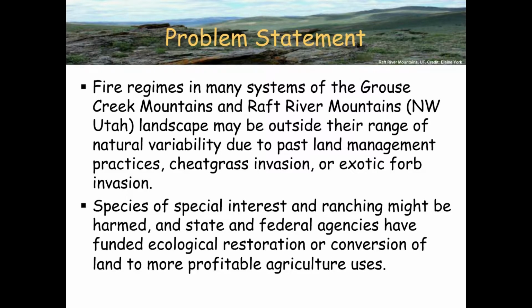So I'm going to start with a problem statement that you should have if you're going to model. And we're talking about a specific area of Utah here. What we assume and what we observe is that the fire regimes and the vegetation consequently of the Grouse Creek and Raft River Mountain, I'll be showing you a map, may be out of their natural range of variability for various reasons that we all identify today. Species of interest, greater sage grouse is one of them, but it's not the only one. And ranching interests will be harmed by this if it continues in this manner. And the state and federal agencies have put quite a bit of money in doing restoration, whatever that means now, and they want to know if it paid off or not.